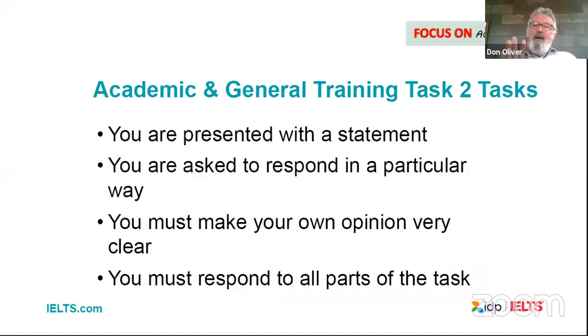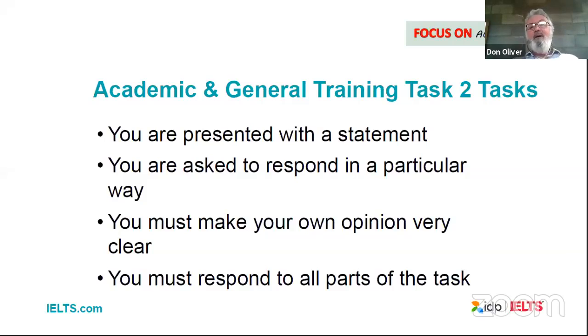So the format of the task is always the same. You are presented with a statement. People say this. This is happening. Many people believe. And then you are asked to respond to that statement. Now, the response can be quite simple. It could be, to what extent do you agree? In other words, do you agree or not? Or it can be more complex.